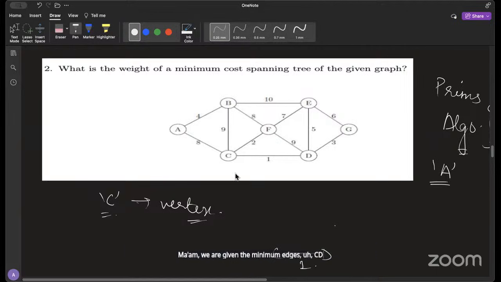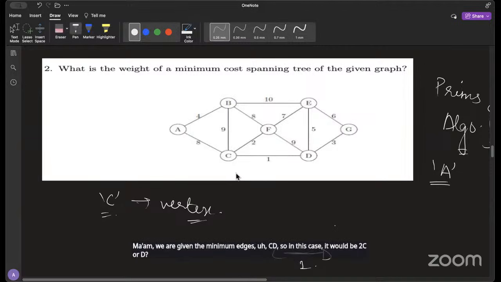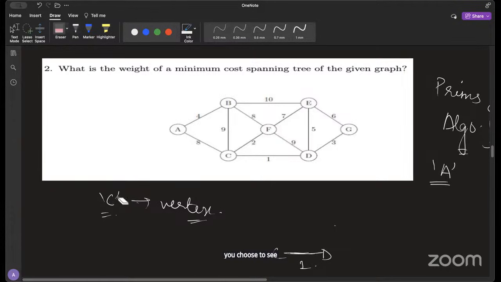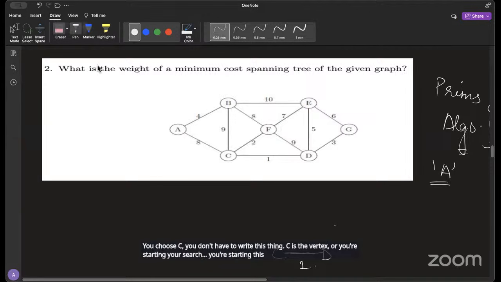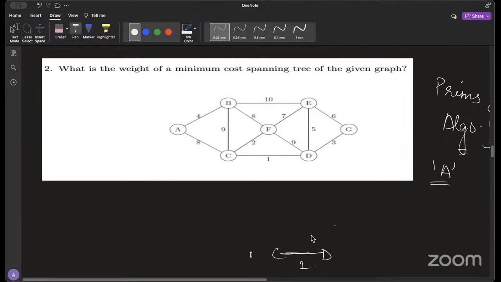So in this case, would we choose C or D? You choose C. You don't have to write this thing either. C is the vertex you're starting this algorithm from. I just said this because Prim's algorithm generally starts with a vertex. That's why I mentioned that.